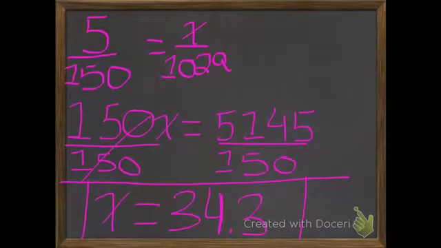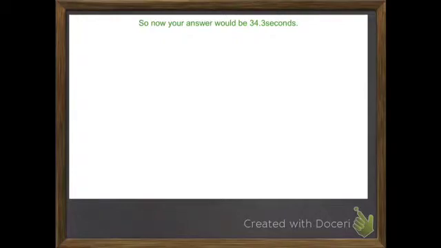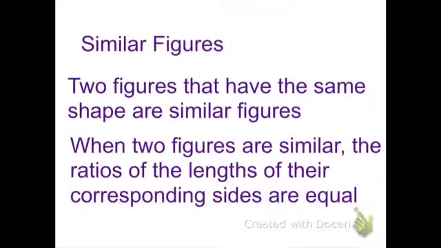Here you can see I did 5 over 150 equals x over 1,029. When you cross multiply, you get 150x equals 5,145. Now you need to get x alone, and as usual, you divide both sides by 150. That gives you x equals 34.3. So your answer is 34.3 seconds. Make sure you put your unit, because if you don't, you're going to lose lots of points on your test.